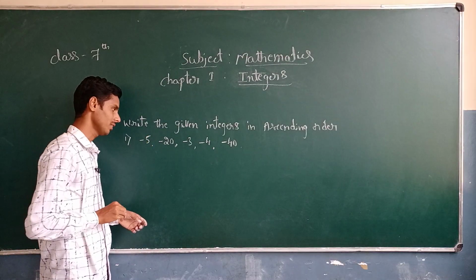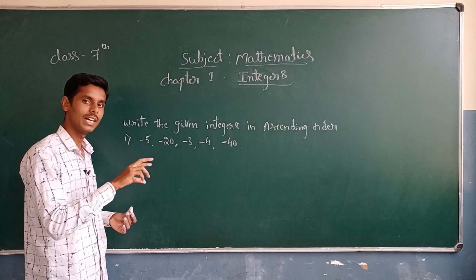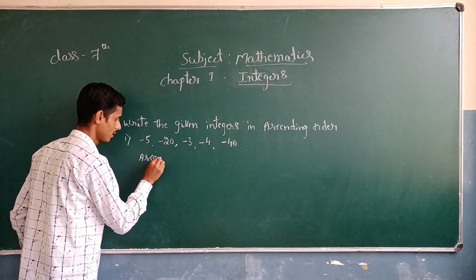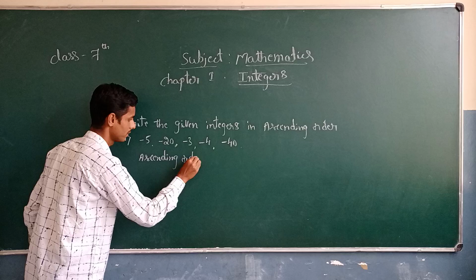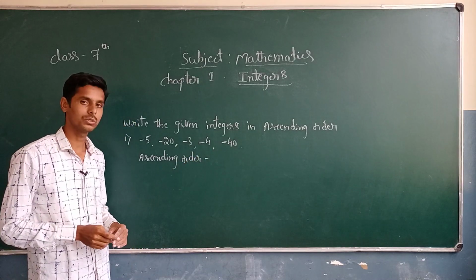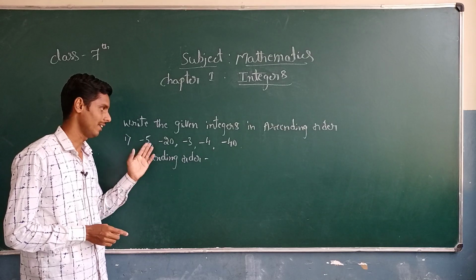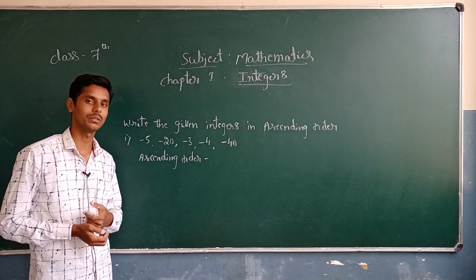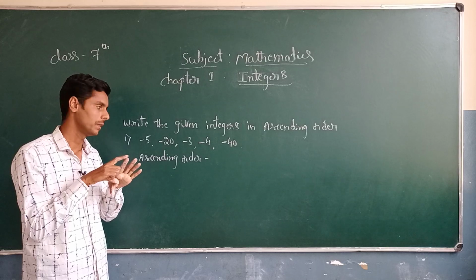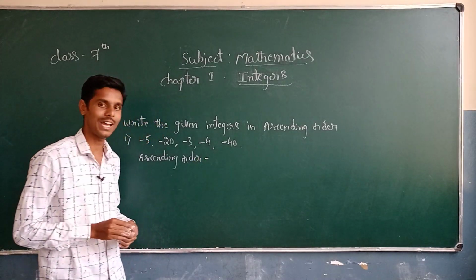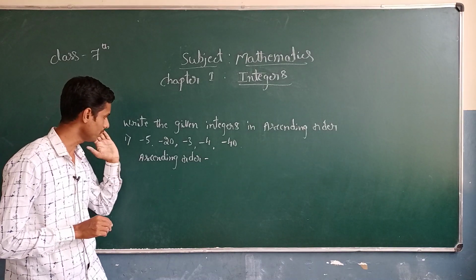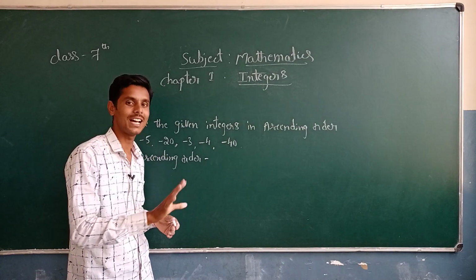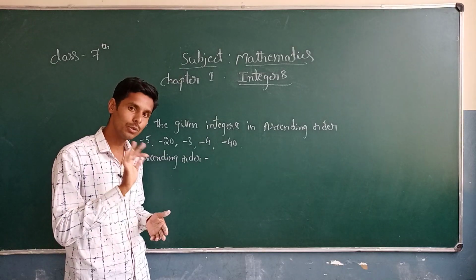Here you have to think about the smaller and the larger. See, write the ascending order. First, we have to think which one is lesser among these. Which one is lesser among these? When only negative numbers are given, you need not have any confusion, because in negative numbers, the number that looks larger is not actually larger.